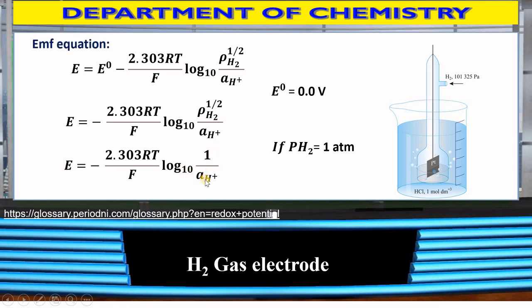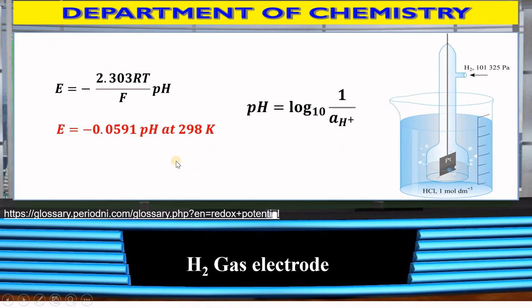The logarithm of 1 upon activity of H+ ion is called the pH of the solution. Therefore, we can replace log10 (1/activity of H+) by the pH of that solution. That means E = -(2.303 RT/F) pH, meaning -0.0591 times pH of that solution at 298 Kelvin. So by using E we can calculate the pH of that solution, or by knowing the pH we can calculate E of that hydrogen gas electrode.